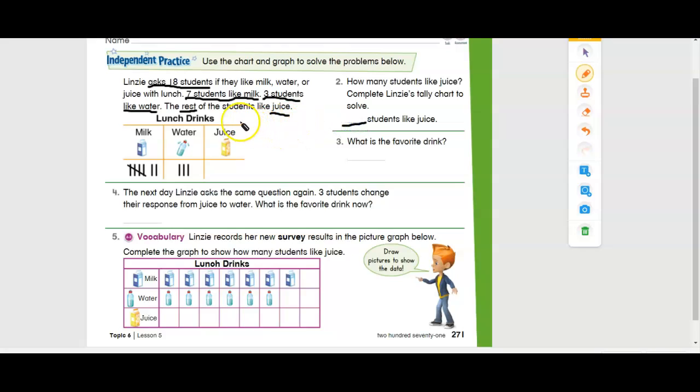So we underline the important information above. 18 students in all were asked. 7 students said they like milk, 3 said they like water, and the rest like juice. How could you figure out the number of students that like juice? You could take the votes that we know were not included for juice. Add together the total number of students who voted for milk and water.